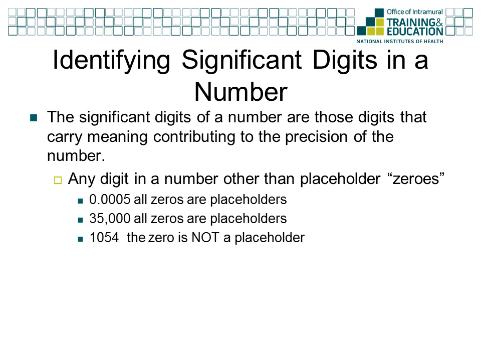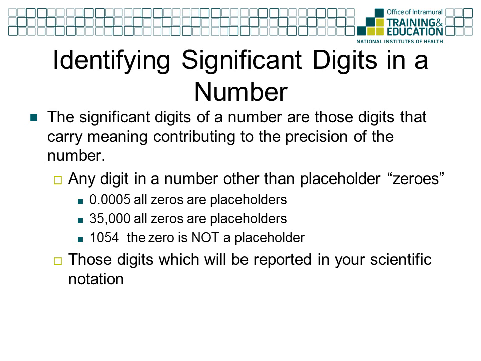Another way to gauge whether a digit is significant is to determine if you would report it in the scientific notation. Placeholder zeros of a number are represented by the powers of 10 in the scientific notation. Therefore, any 0 that you would not report in the scientific notation is a placeholder, and thus is not significant.